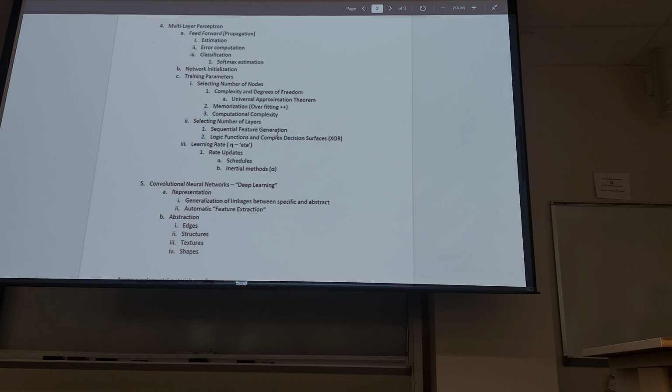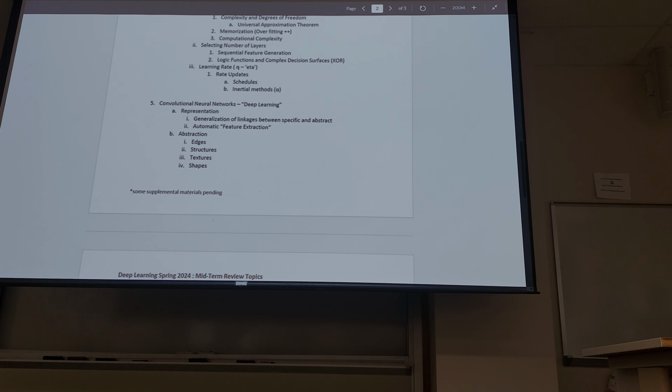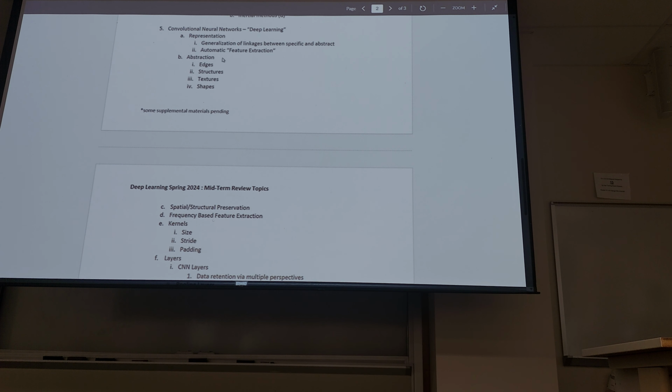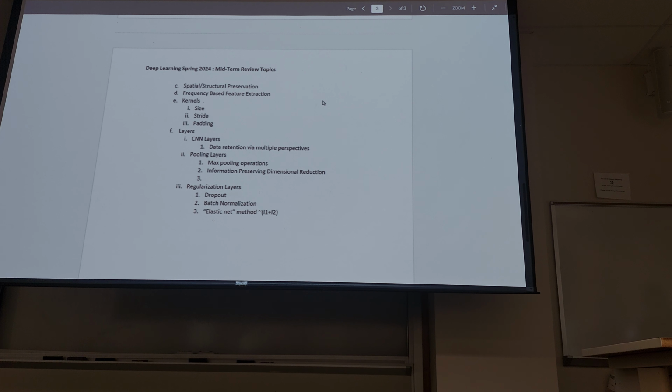Memorization, computational complexity. Oh, this one needs to be discussed. I have two right there. I'll fix that because that's going to go in with the Gaussian. So that one will probably be the one I actually put in for extra credit, okay? Learning rate schedules, inertia methodologies. We also talked about edges, structures, methodologies, abstractions, feature extraction processes.